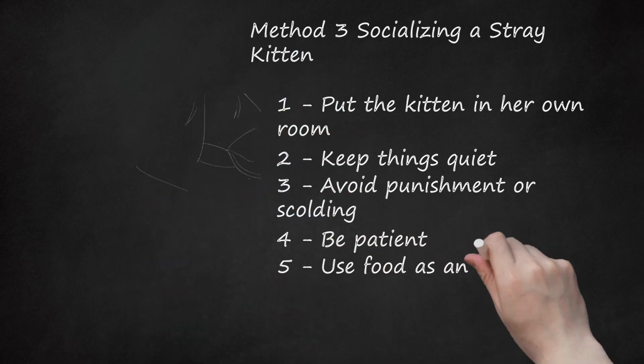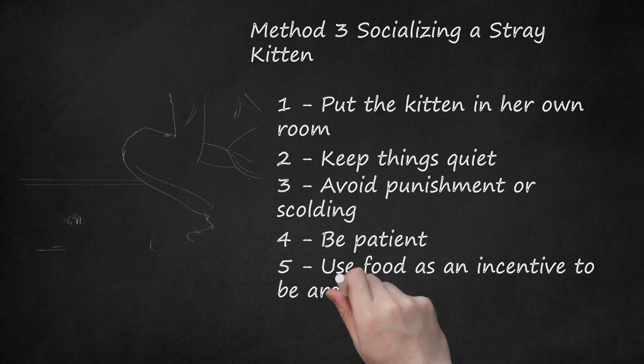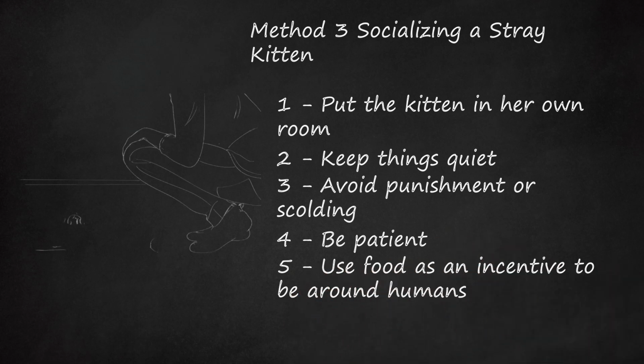5. Use food as an incentive to be around humans. All kittens love food, so you can use it as an incentive to help encourage your kitten to be more social. While you can leave dry food out for the kitten all day, only feed her wet food when you're in the room. Get her to associate the wet food with you, the human, so she appreciates a human's presence.